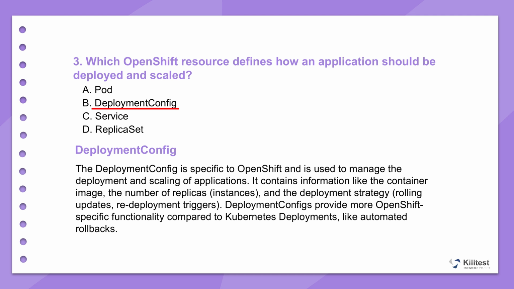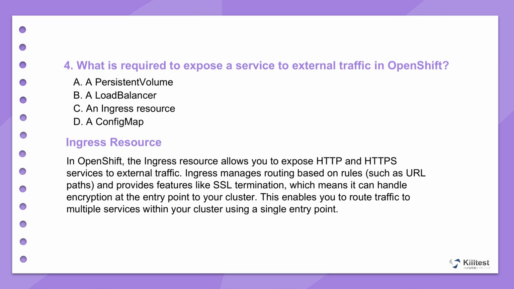Okay, so the app is running and scaled, but it's inside the cluster. How do people outside the cluster actually use it? Question 4 tackles external access. Right, and this brings us to the ingress resource. Think of your OpenShift cluster network as sort of internally protected. Yeah. Ingress acts as the traffic controller, the entry point for external HTTP and HTTPS traffic.